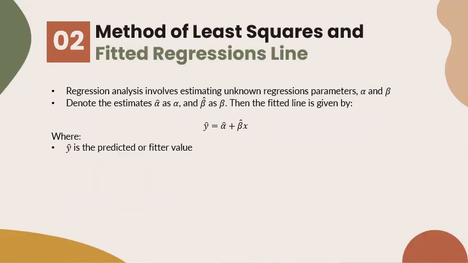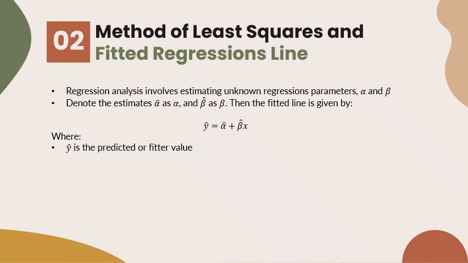Now, as I mentioned just now, regression can not only describe the correlation of two or more variables, it can also be used for prediction based on the proposed regression model. Therefore, regression analysis involves estimating unknown regression parameters, which consist of alpha and beta.